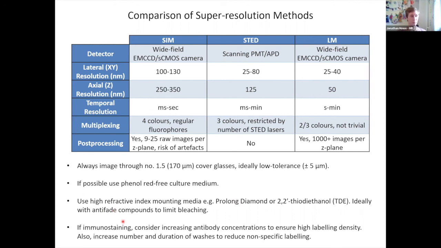And finally, if you're doing immunostaining, I would recommend increasing the antibody concentration for both the primary and the secondary in order to ensure high labeling density. But obviously, if you're using a lot of antibody, you will need to increase the duration and number of washes to reduce non-specific labeling.